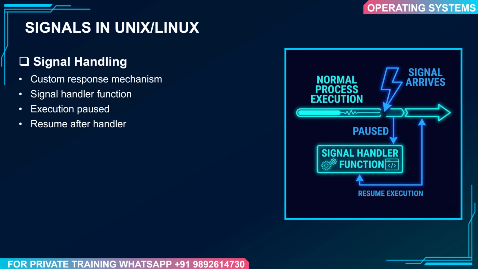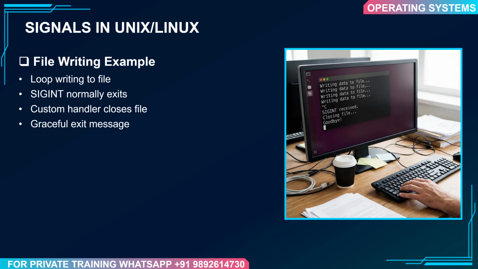The most interesting option is handling a signal. Signal handling allows a process to define a special function that runs when a specific signal is received. This function is called a signal handler. When the signal arrives, the normal execution of the process is paused, the handler runs, and then the process may resume execution. Let us take a simple example.